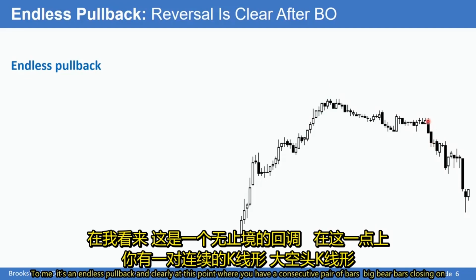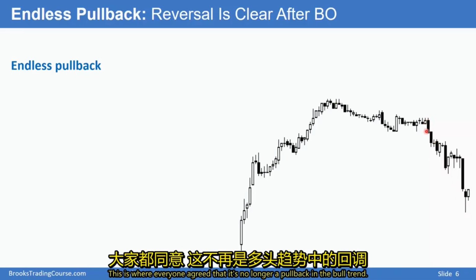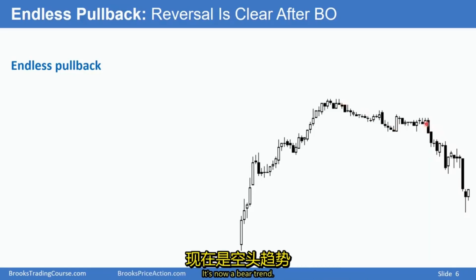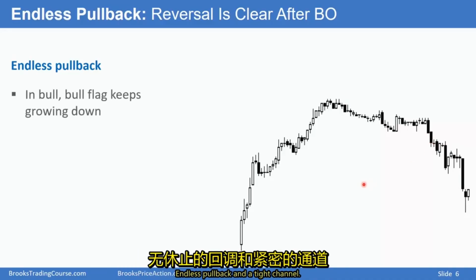And clearly, at this point, where you have a consecutive pair of bars, big bear bars closing on their lows, probably a measuring gap, a trading range, breakout, at least a measured move down. This is where everyone agreed that it's no longer a pullback in a bull trend, it's now a bear trend. Consecutive bear bars, big bear bars closing on their lows.